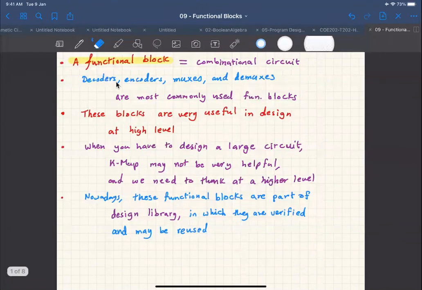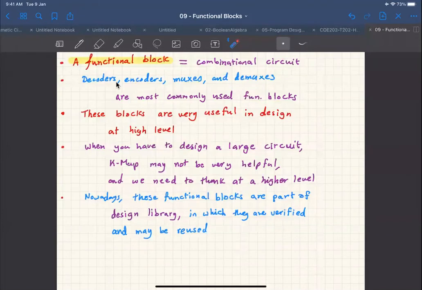These days, these functional components are part of what we call design libraries. So you have a design library as a designer, as an engineer, at your disposal, and you can use any of these components as is. These components are very well tested, and they are known to work very well. You can reuse them as many times as you need.